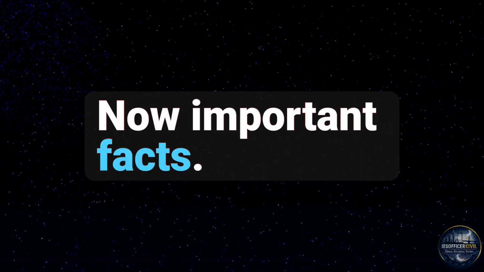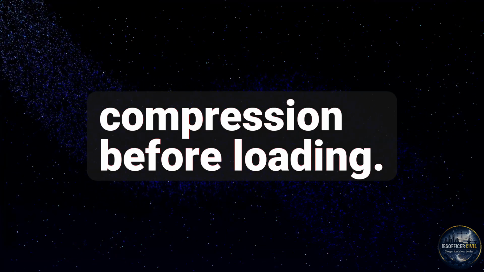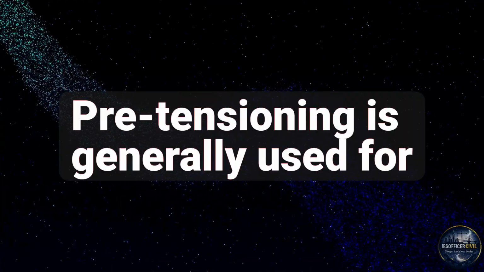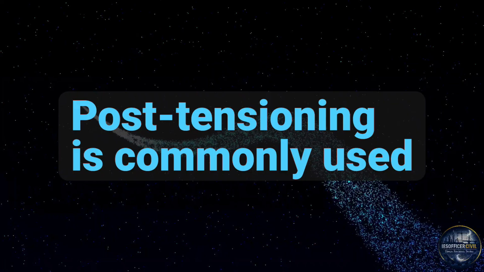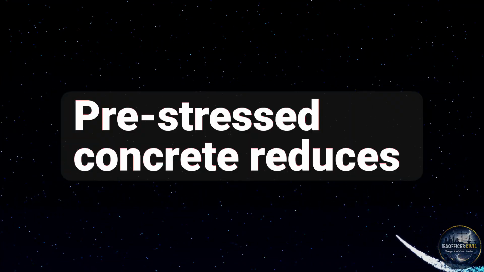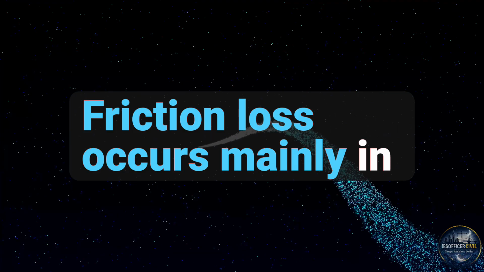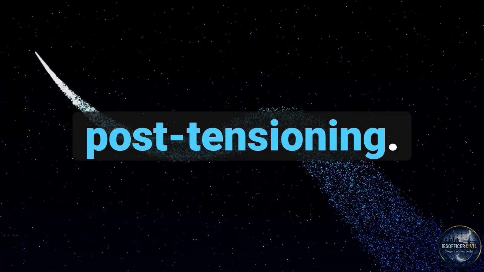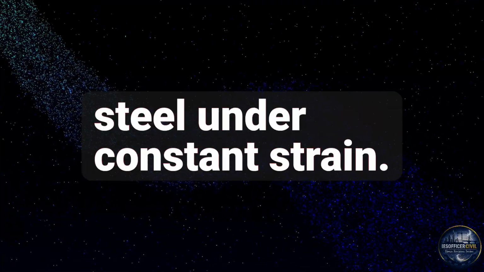Now, important facts. Prestressing introduces compression before loading. Pre-tensioning is generally used for precast members. Post-tensioning is commonly used in bridges. Prestressed concrete reduces cracking and improves durability. Friction loss occurs mainly in post-tensioning. Relaxation means loss of stress in steel under constant strain.